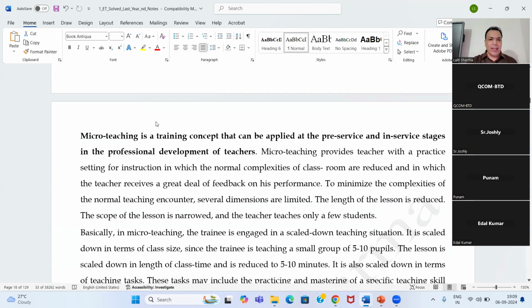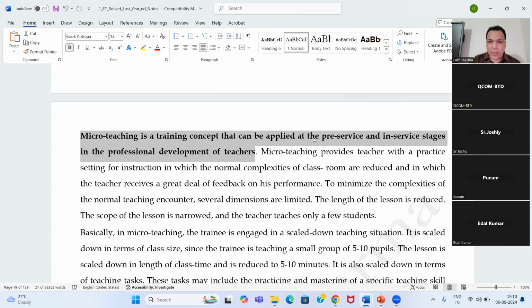Already I have discussed. So micro teaching is a training concept that can be applied to pre-service and in-service teachers. Look, who are the pre-service teachers? Those who are doing B.Ed or M.Ed. They are called pre-service teachers, prospective teachers, future teachers. And who are the in-service teachers? Those already in the job.